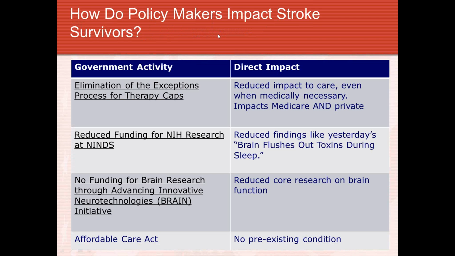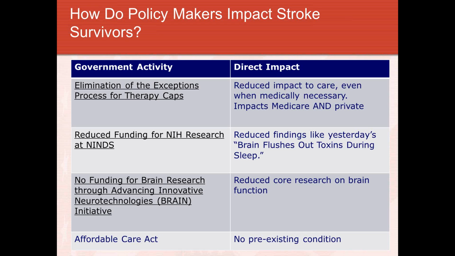Now, before you think, well, the kind of advocacy I do, it's different, it doesn't matter, policymakers impact stroke survivors in a variety of ways every day. Right now, one of the big things that we're talking about is the elimination of the exceptions process for therapy caps. And this will actually have a dramatic impact on care, even when it's medically necessary. And it impacts Medicare in terms of being a direct issue for Medicare recipients, but it obviously sets a precedent, too, for private insurers.